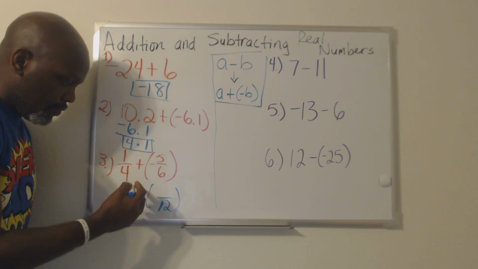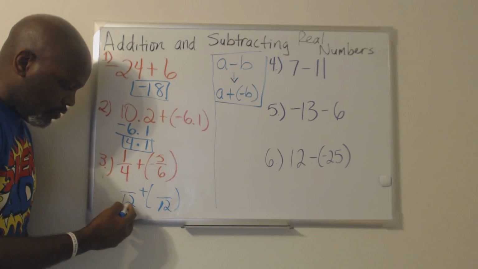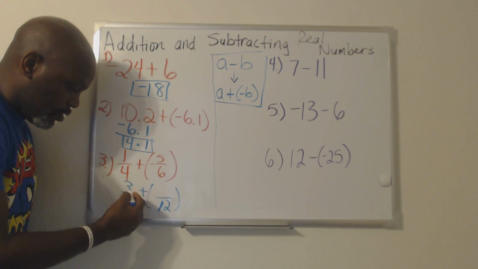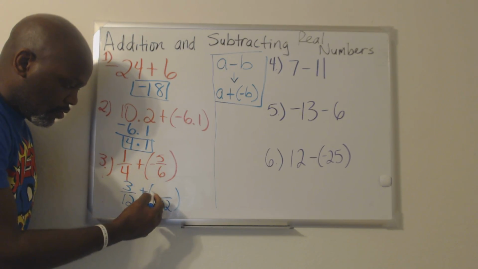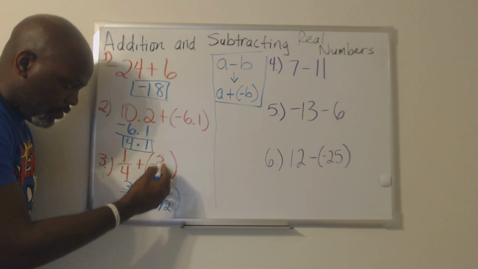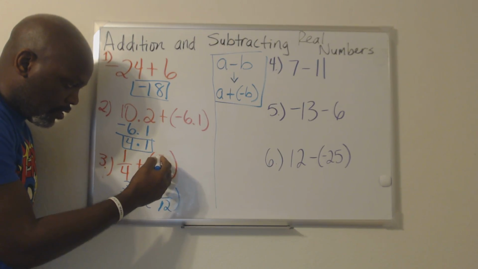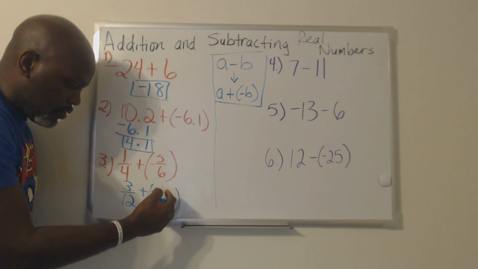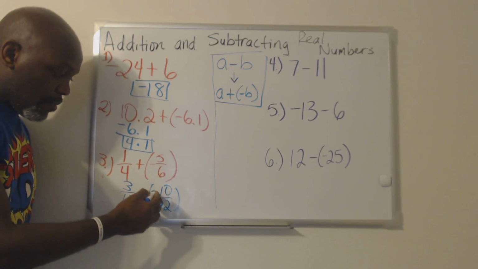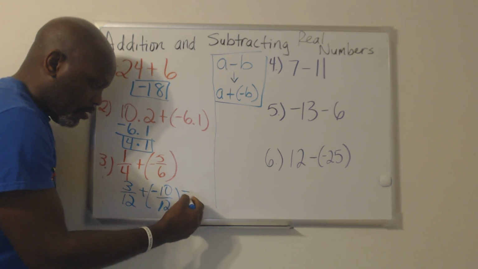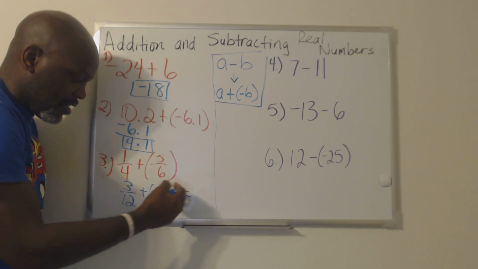Sorry, it's kind of small. So 4 times what gives us 12? 3, right? So that's going to be 3. And then 6 times 2 gives us 12. And can't forget it's a negative. And 5 times 2 is 10. So we have 3 plus negative 10.